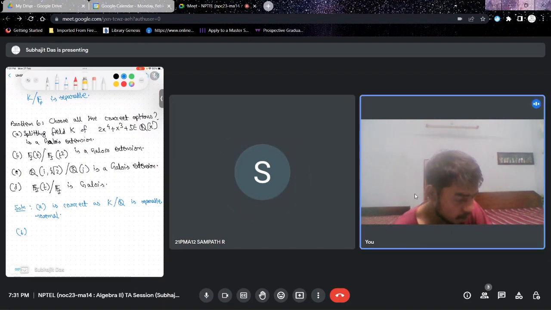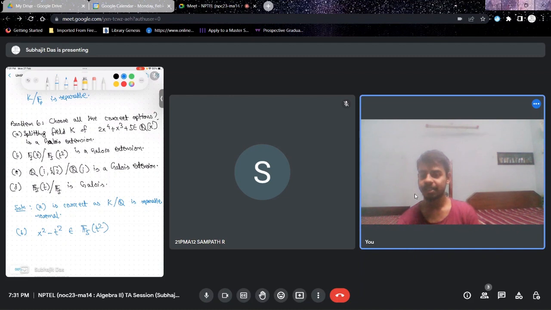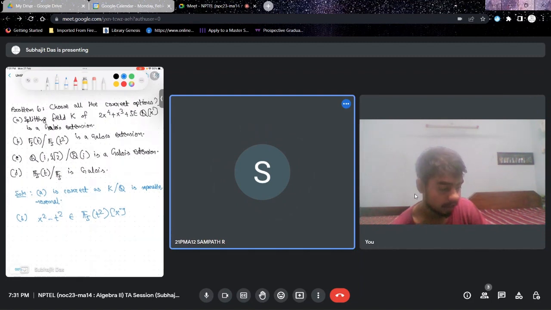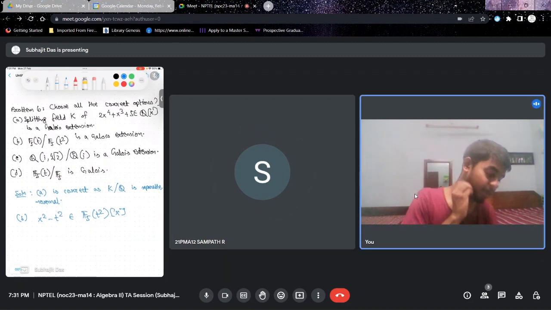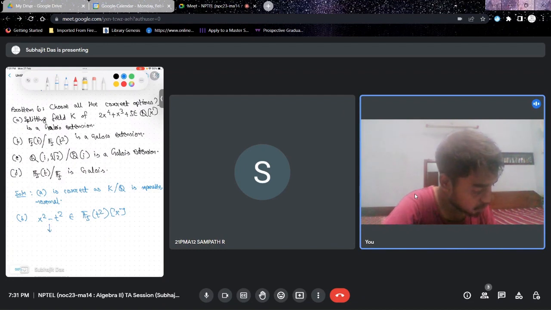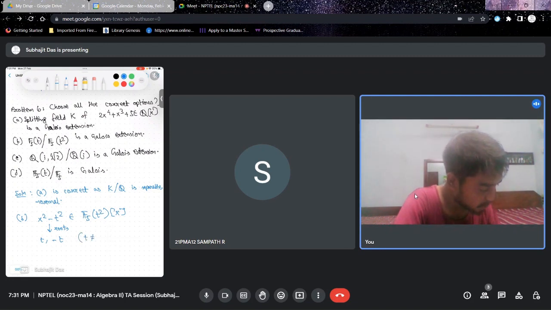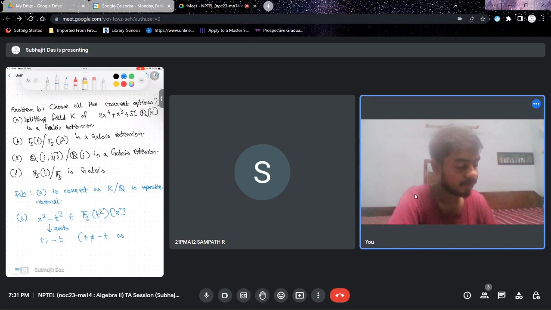Okay, so just look at the polynomial x^2 - t^2 in F5(t^2)[x]. This is a polynomial over F5(t^2), you agree, right? Now what are the roots of this polynomial? The roots are t and -t, right? And t is certainly not equal to -t, as the characteristic of F5 is not equal to 2.